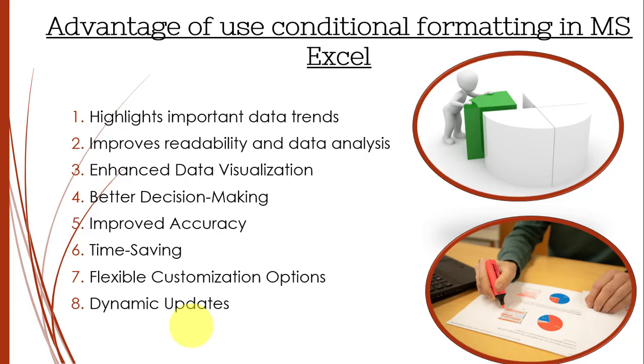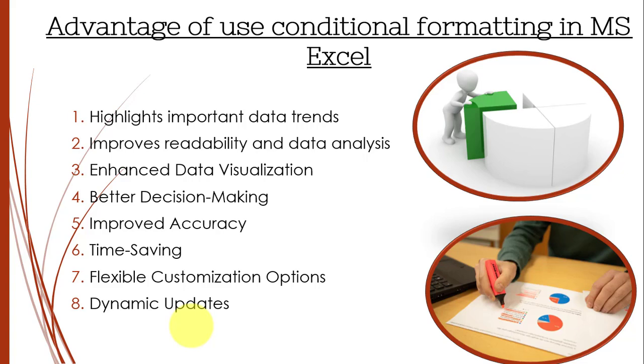The fifth one is improved accuracy, right? Improved accuracy means if you have a data set where one of the columns is an expiration date, and you want to highlight the expiration date, you can highlight it. If you highlight that expiration date, you can take the right decision. At the same time, you are able to maintain the accuracy of your data set. So that is why we say improved accuracy.